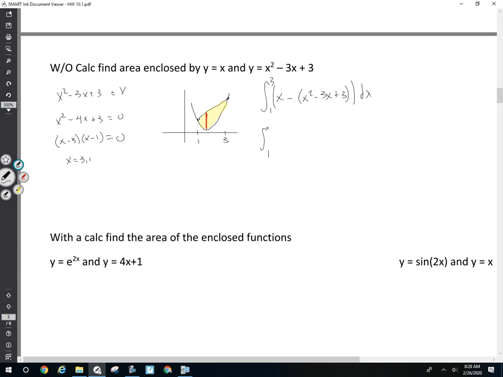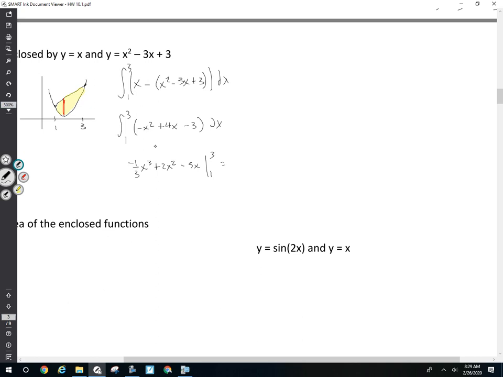Do a little bit of simplification. I got a negative x squared. x minus negative 3x, that'll be positive 4x. This is why we do this at once so that we can simplify. Take the antiderivative, negative 1/3 x cubed plus 2x squared minus 3x from 1 to 3, and do a little bit of legwork. We get 27 divided by negative 3, so that's negative 9. I have 9 times 2, that's 18. I have negative 3 times 3, that's negative 9, so that's going to be 0. And I'm going to subtract the value at 1, so subtract negative 1/3 plus 2 minus 3.